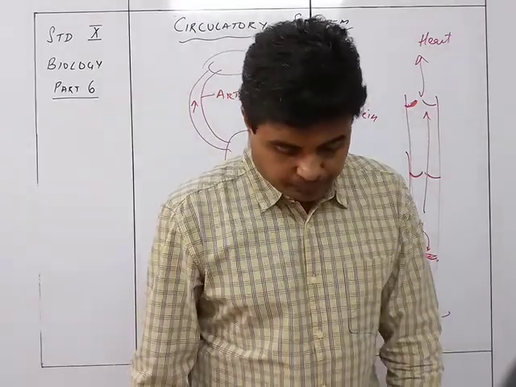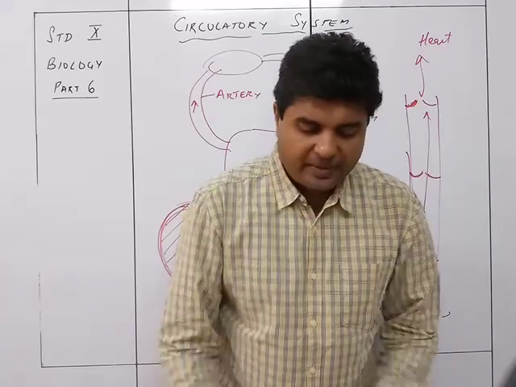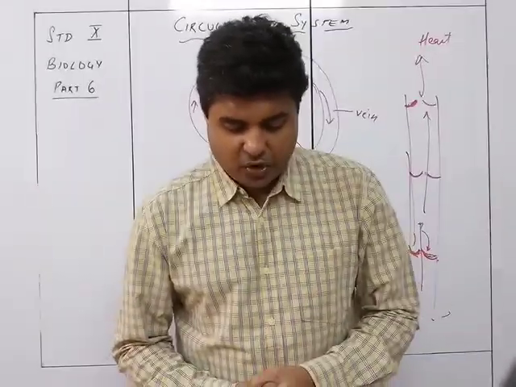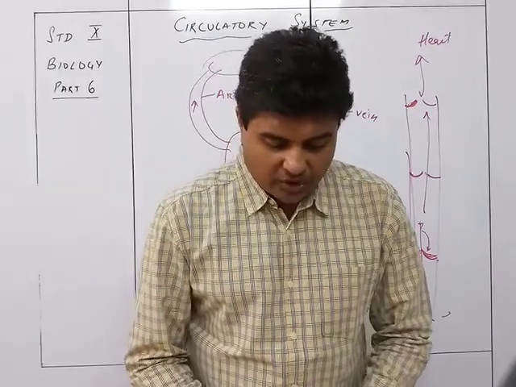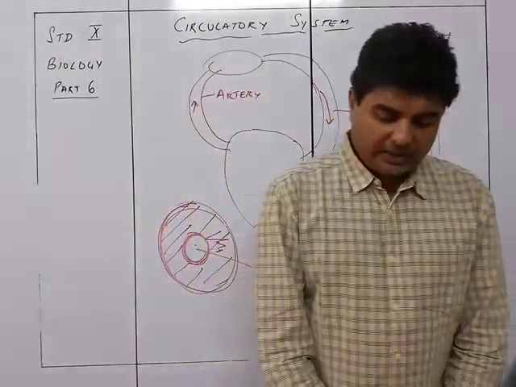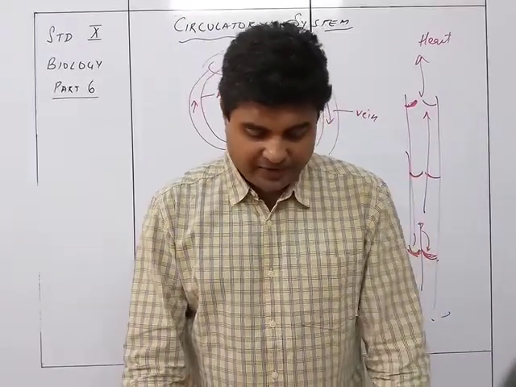Thin pocket valves whose openings face the direction of the heart. These valves prevent the backflow of the blood. The smallest or the final branch of an artery is called an arteriole. The arterioles are highly muscular and can change the diameter manifold.